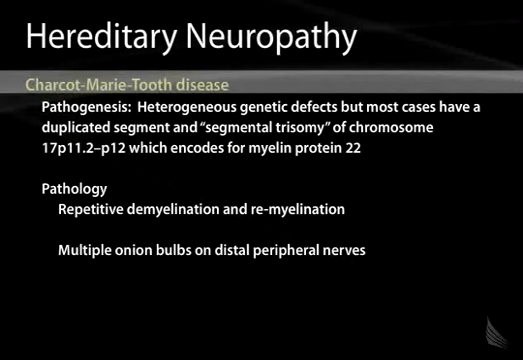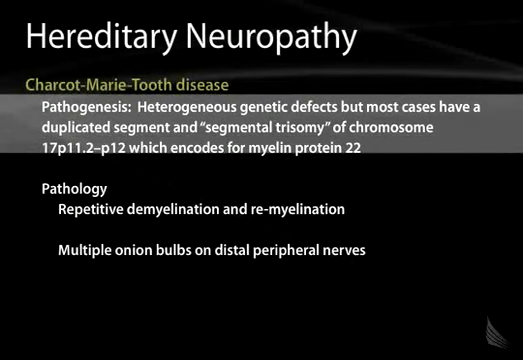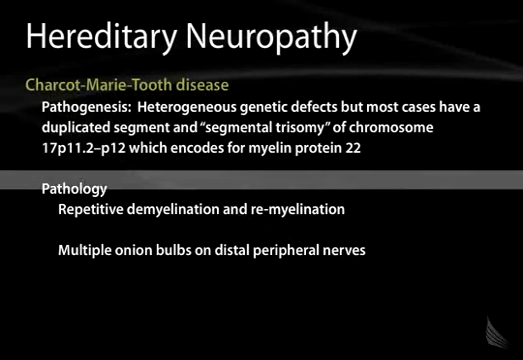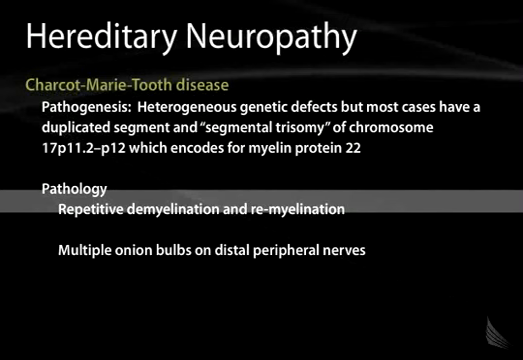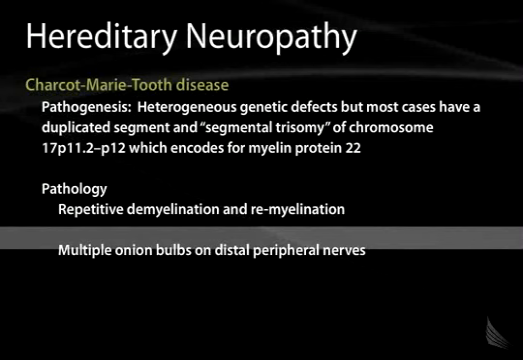Charcot-Marie-Tooth disease, as I mentioned, is a very important hereditary form of neuropathy due to mutations in a protein called myelin protein 22. Here you have repetitive demyelination and remyelination of the peripheral nerve, giving rise to onion bulbs on the peripheral nerve. The myelin here is undergoing remyelination over and over again because the first few times are unsuccessful. And so the body keeps trying to remyelinate, and in so doing results in this onion bulb, or multiple layers of myelin.